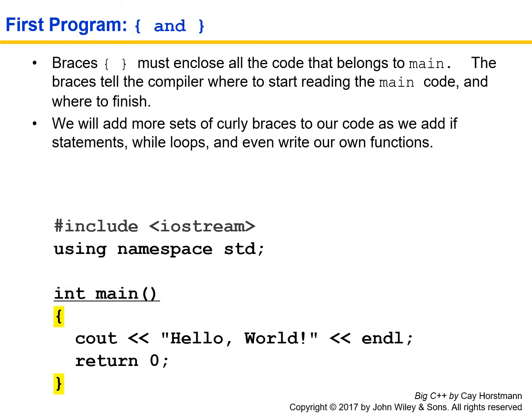Okay. Braces, or curly brackets, sometimes they're called, must enclose all of the code that belongs to main. So the compiler will start with the first open curly there, and then everything it comes to until it gets to the closed curly, it's going to believe belongs to the main function. Now we're going to add more sets of curly braces to our code as we add things like if statements and while loops, and eventually we're even going to write our own functions that aren't main.